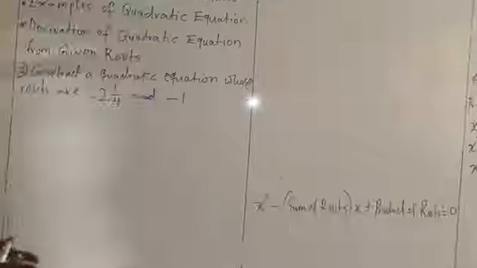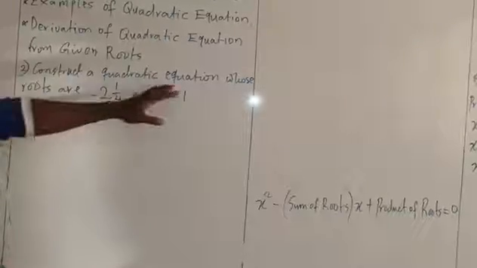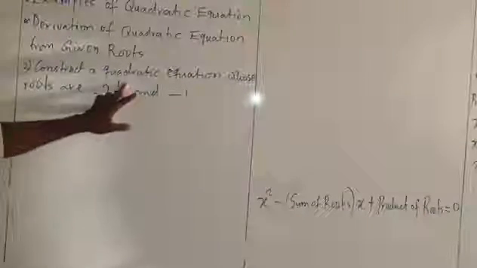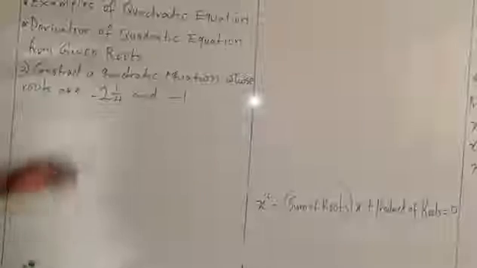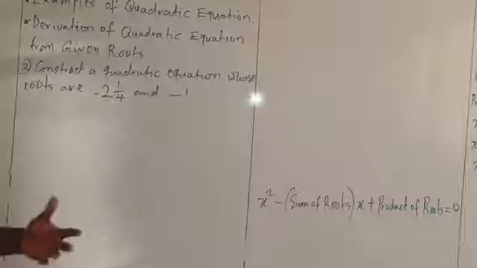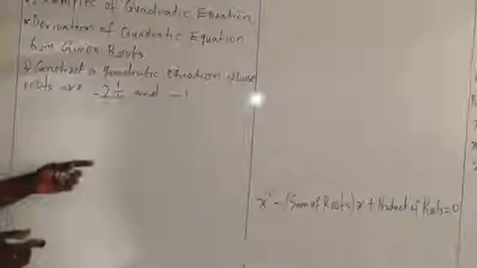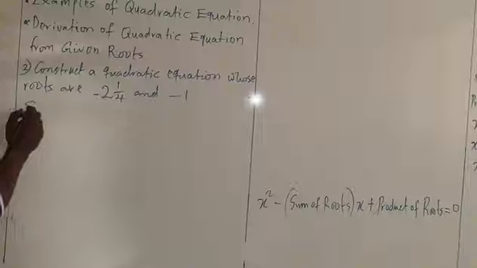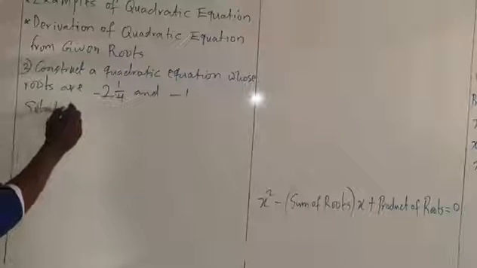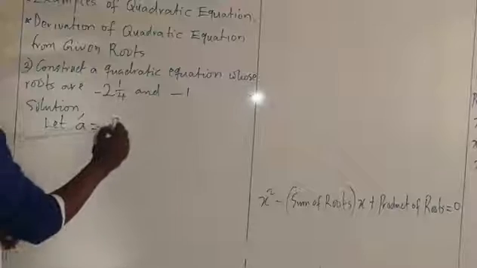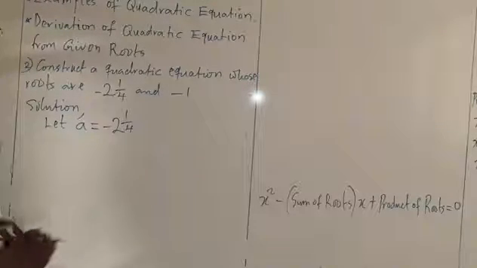So the second question is construct a quadratic equation whose roots are minus 2 whole number 1 over 4, and minus 1. So instead of derive, they can as well use construct. It's still the same thing. So construct a quadratic equation whose roots are this and this. So solution, let a equals to minus 2 whole number 1 over 4, which is mixed number.